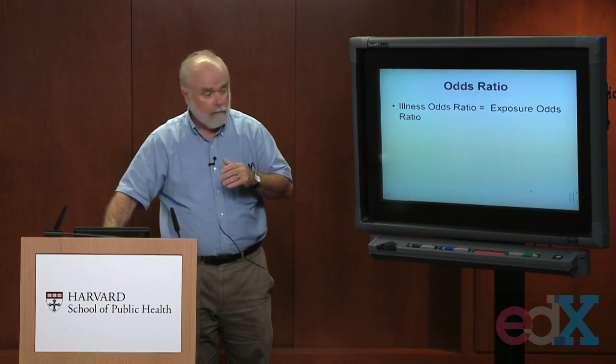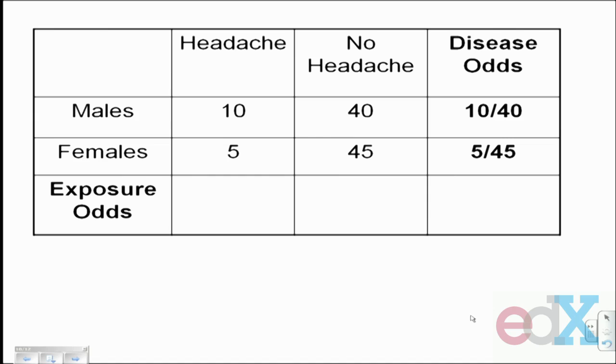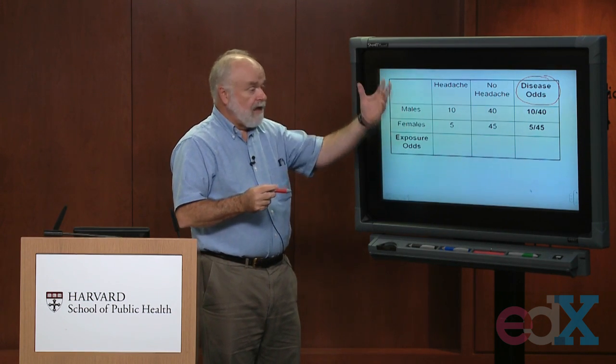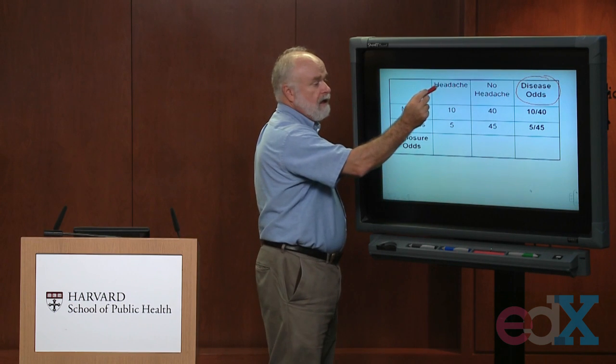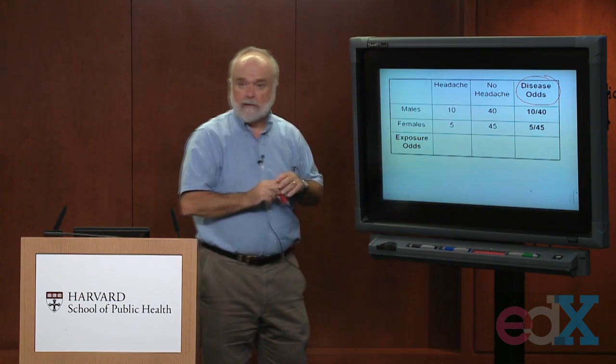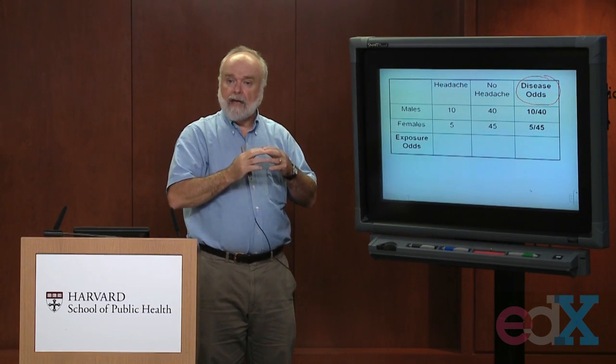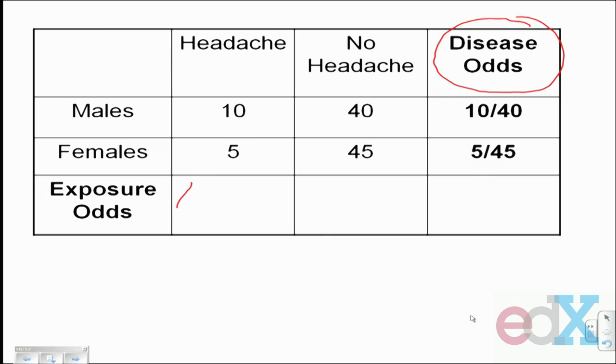And to see that, let's go back to that 2x2 table. Here's what we've done so far. We've been reporting odds of getting disease. Among the men, it was 10 headaches divided by 40 non-headaches. Among the women, it was 5 out of 45. If I wanted to, I could take the same table and ask an entirely different question. Among people who got headaches, there were 15 such people in total. What was the odds of being a male? It would be 10 divided by 5.